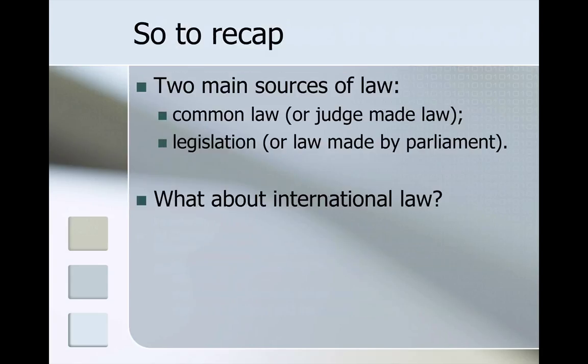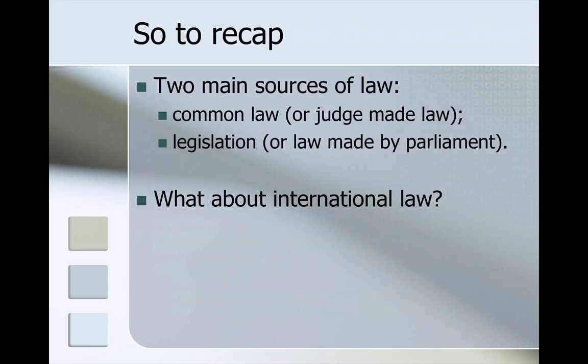So, to recap, there are two main sources of law that we're going to be looking at this semester. The first is the common law, which is judge-made law, and then the other is legislation, which is law made by Parliament. Now, one question that commonly gets asked here is, what about international law? So international law is only enforceable in Australia if the Australian Parliament has chosen to enact it. That is to say that an international convention or a treaty that may have been made at some international level is not going to be Australian law that can be enforced by Australian courts unless the Parliament has decided to pass a law that gives effect to that international law.